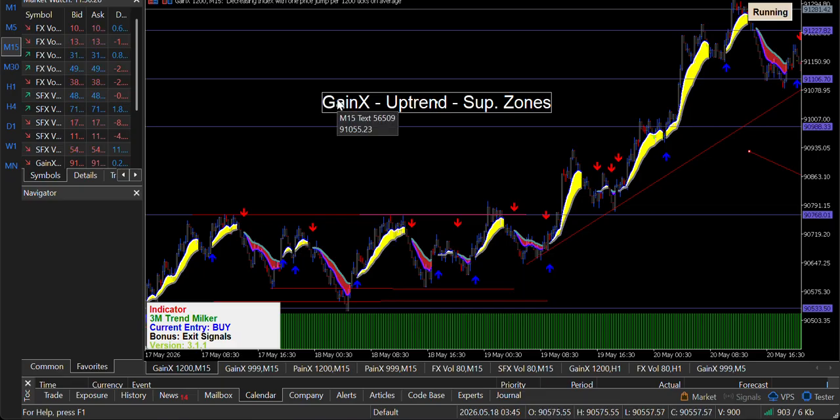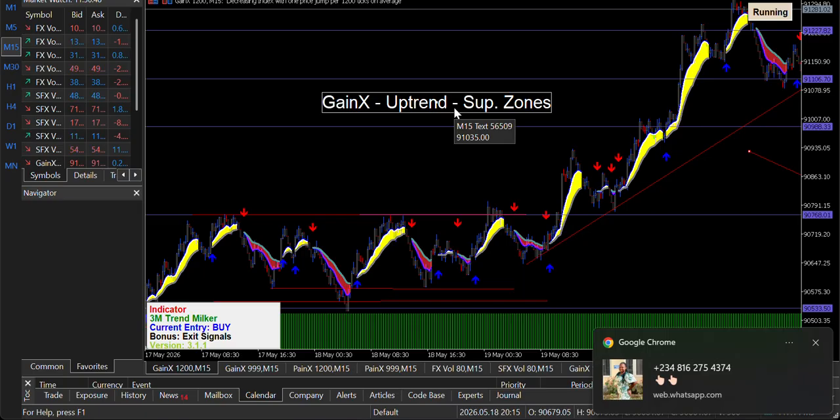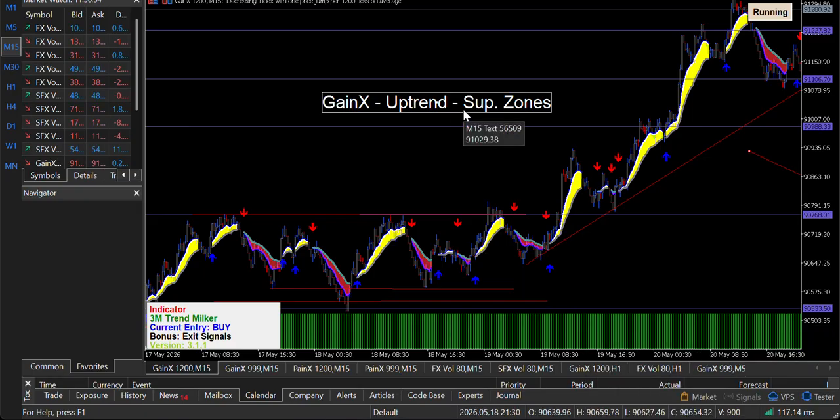Okay, so for GainX, these are the things you need to look out for before you think of trading spikes. You look out for the uptrend. Before you can trade spikes on GainX, the market must be on an uptrend. And of course, before you can trade spikes on GainX, it will only happen within the support zones. So each time the market gets to the support zones, we are most likely to experience spikes happening around there. But that will only be when the market is on an uptrend.